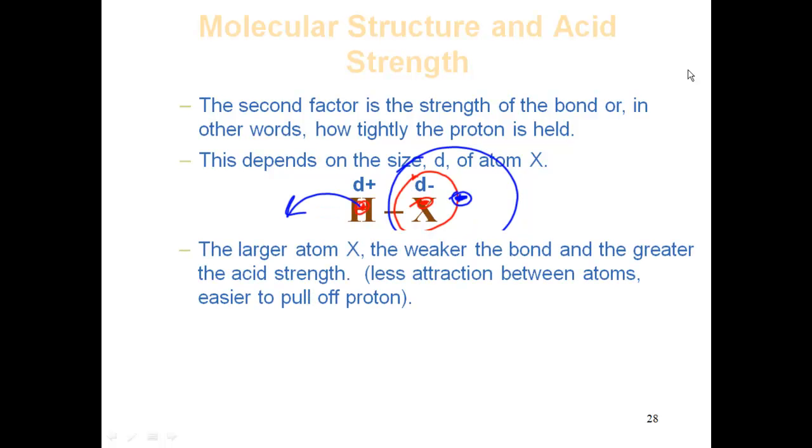The larger the atom X, the weaker the bond, and the greater the acid strength. There's less attraction between those atoms, therefore it's easier to pull it off. So as that species is getting bigger, it's getting further away from the hydrogen, I can pull off the hydrogen easier, therefore it's going to be more acidic, larger acid strength. Do you recall the trend on size?